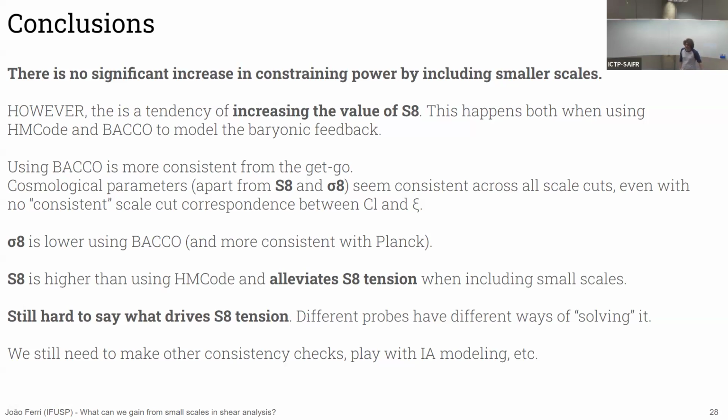So this is something to investigate, and we actually want to make the same changes that people from KiDS and DES made to see if this also alleviates the S8 tension. So we want to play with intrinsic alignment modeling. We may also want to play with the priors on the calibration of photo-z's and see if this also alleviates the tension. So these are some of the things that we want to do in the future. And that's it. Thank you.